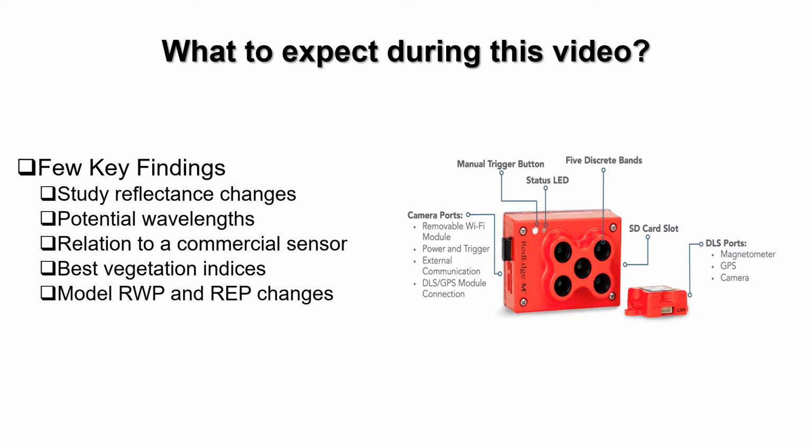During this video, I will summarize the research conducted in a walk-in chamber in a biodome located at the University of Western Ontario. Also, I will show you the changes in the reflectance at the leaf level induced by the disease from the moment of the inoculation, the potential wavelengths to detect the disease, the relation of this hyperspectral information to a commercial sensor, the best vegetation indices to detect the disease, and the models that we determined for the red well point and the red edge point.